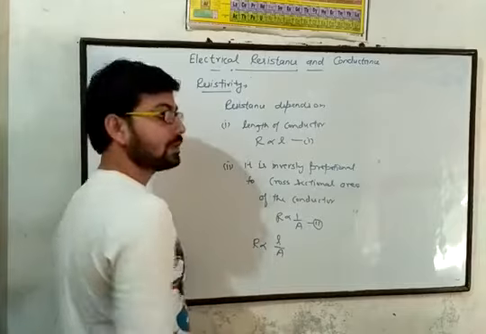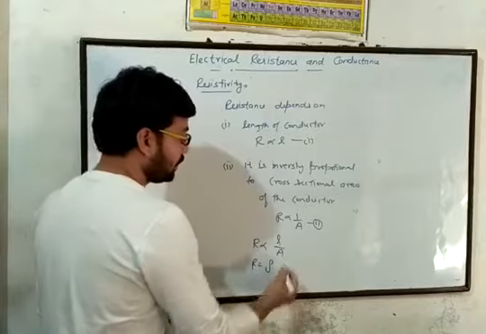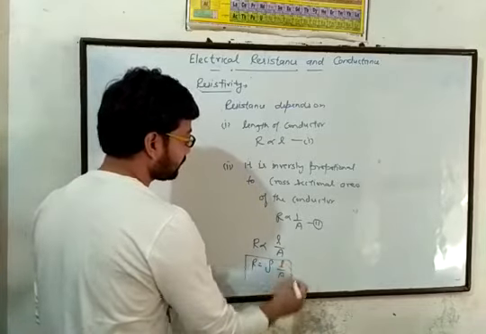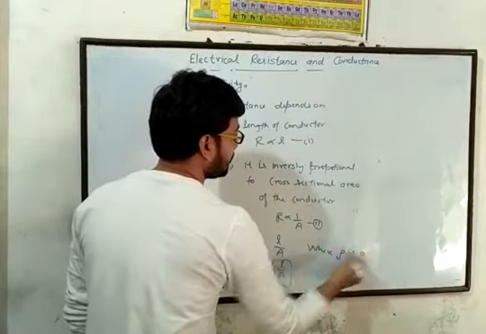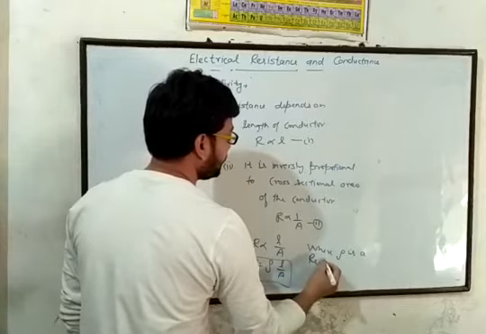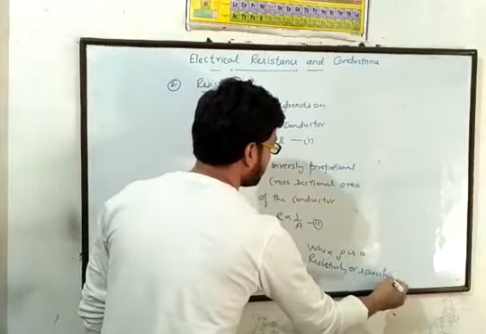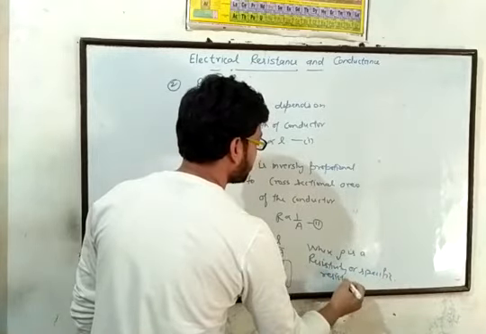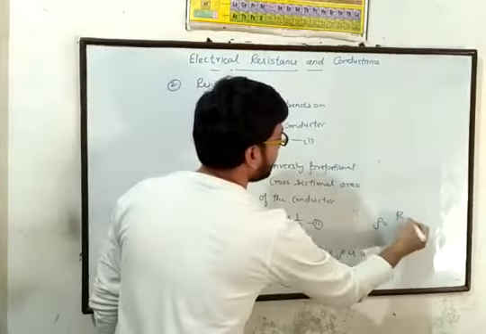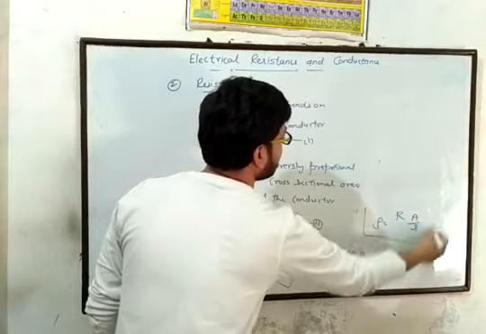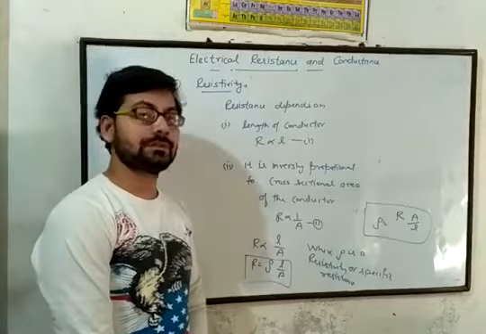After removing the proportionality sign, we get a new constant denoted by rho, R equals rho L upon A, where rho is the resistivity or specific resistance. So rho is equal to R A upon L. This is the concept of resistivity.